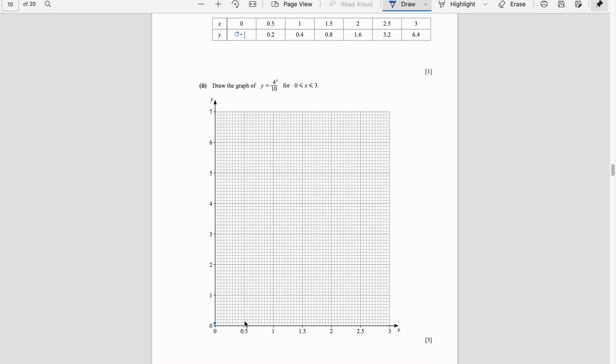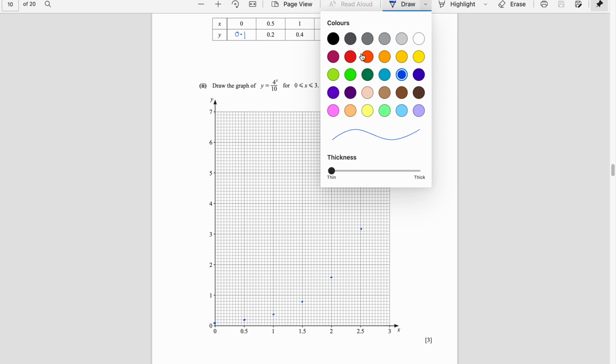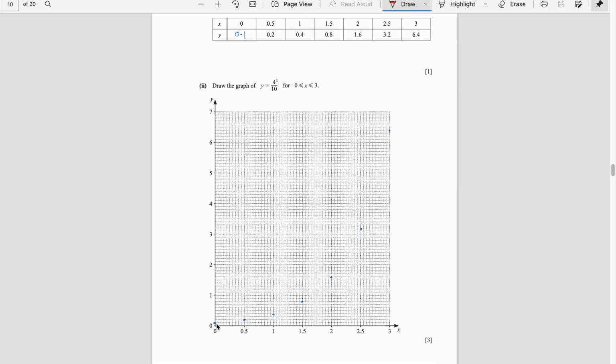At 0.5, this is 0.2. At 1, it is 0.4. At 1.5, it is 0.8. At 2, it is 1.6. At 2.5, it is 3.2. At 3, this is 6.4. Again, excuse the shaky hand. It would be very easy on paper and pencil.